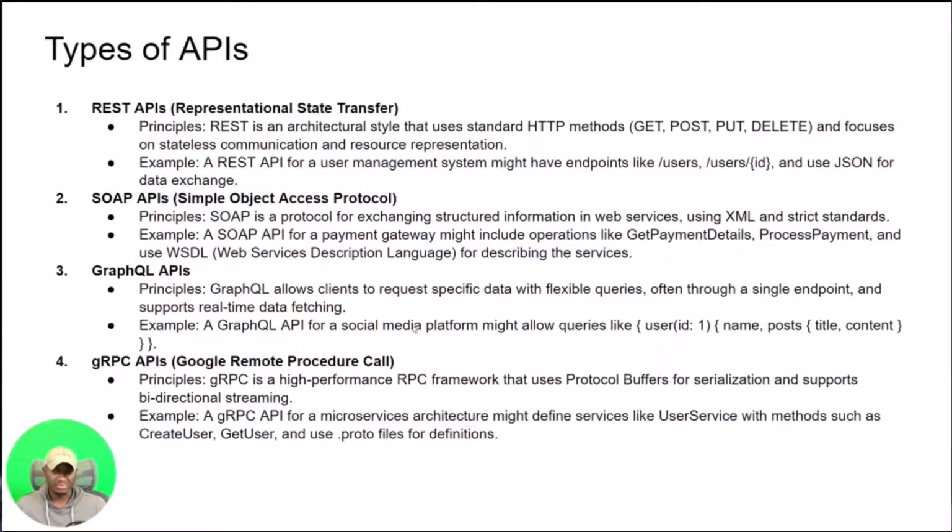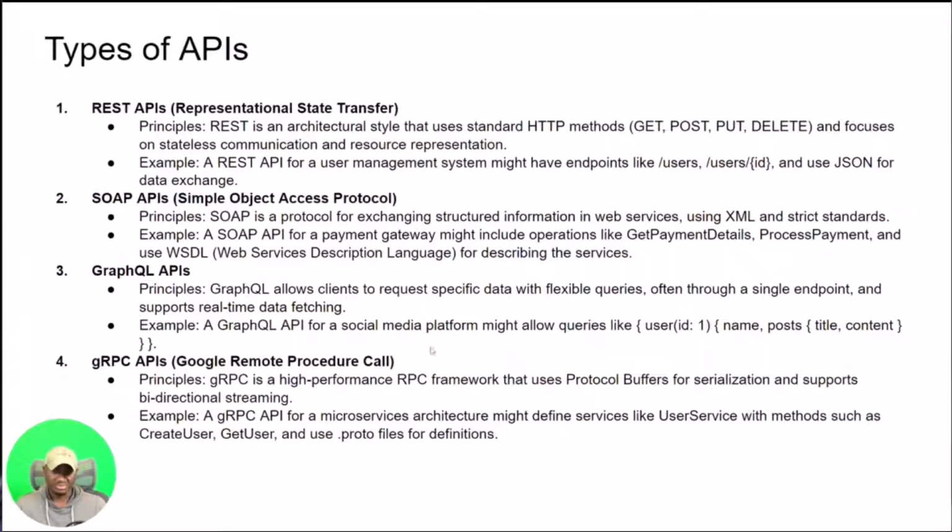In GraphQL, this simply allows clients to request specific data with flexible queries and often through single endpoints that support real-time data and fetching. An example of a GraphQL API could be a social media platform that allows you to query users and user posts and so forth.